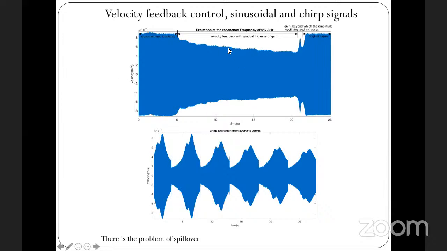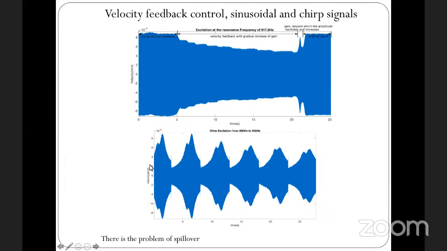The velocity measured keeps on decreasing up to a certain point, because there is something called control and observation spillover and all that. So that leads to instability. Those things will be addressed later. Currently we just wanted to see that it works. So yeah, this is the control for the sinusoidal signal.